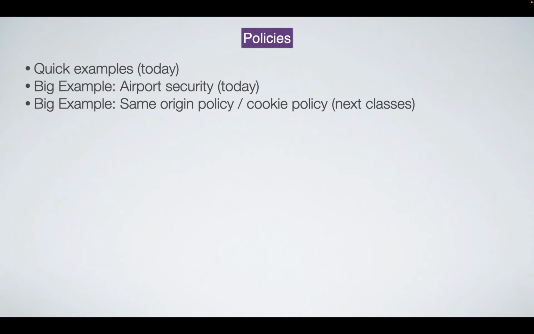Okay, so today I'll show you some quick examples just so that you get a feel for what we mean by policies. Then we'll do a kind of longer example on airport security. So we'll walk through the different policies and procedures that are used. And then over the next two classes, we'll look at a more technical example of a policy, which is called the same origin policy. It's implemented in browsers. There's also an accompanying policy that's very similar that was established around the same time surrounding cookies. So we'll look at both of those side by side. So that won't be today.